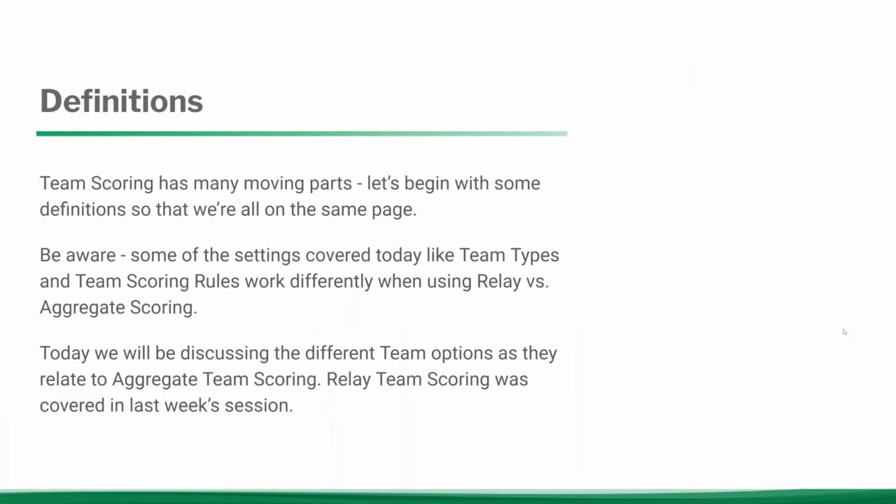So this will be a little bit of an overview for some of the folks who attended last week's session, but we wanted to go through a lot of the different definitions of things for team scoring, because if we don't understand the basics, then we're not going to be talking the same language, and it's easy to be confused. So be aware that some of the settings that we talk about today, like team types and team scoring rules, work differently when you're using them for relay teams and aggregate teams. So we're going to be talking today about all these different settings and things as they relate to aggregate team scoring.